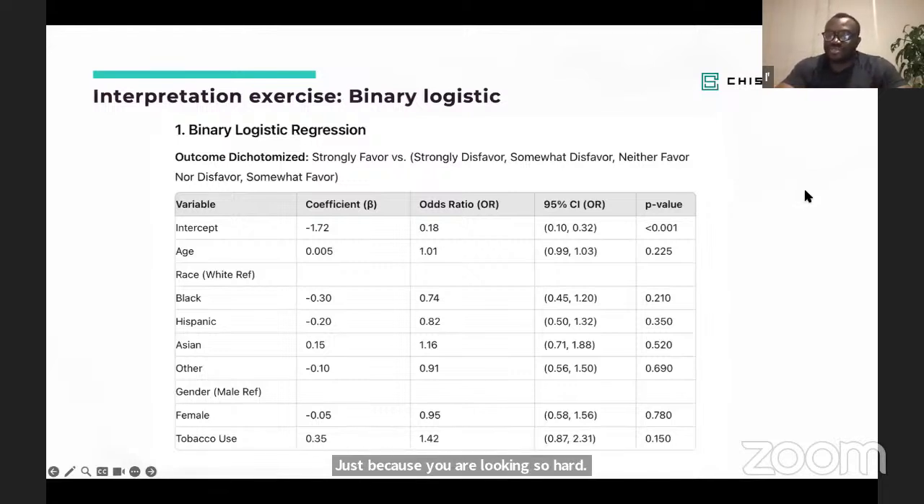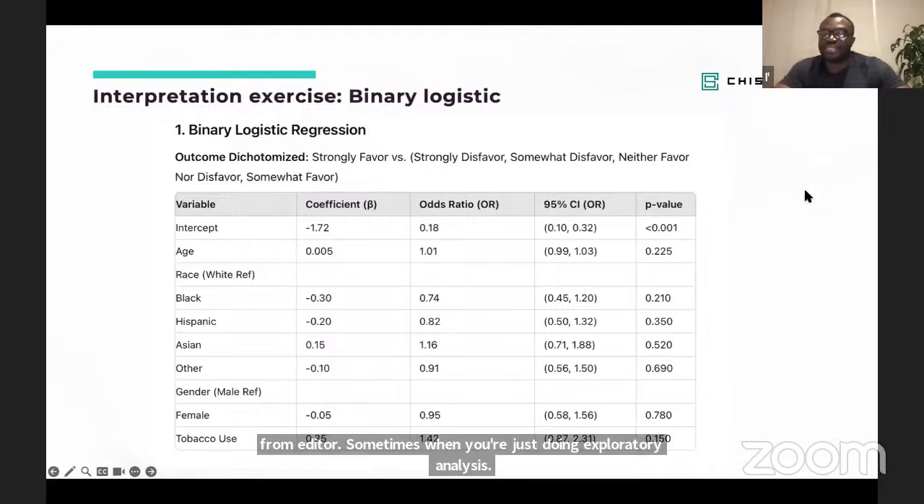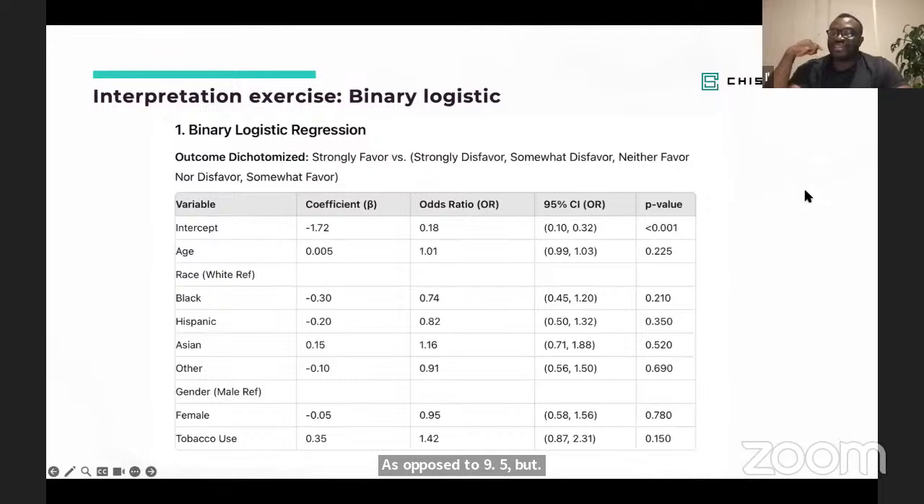So it's not unusual to see such recommendations from editors sometimes when you're just doing exploratory analysis, and I request that you use 99% intervals as opposed to 95. But I just wanted us to understand it from a simple, common sense approach, why that recommendation is provided and why that makes sense. So again, remember, if it contains 1, that means the result is not significant. 1 is like a null value.